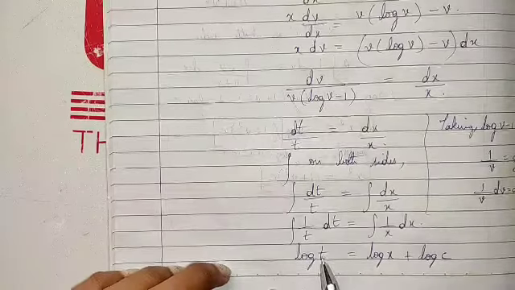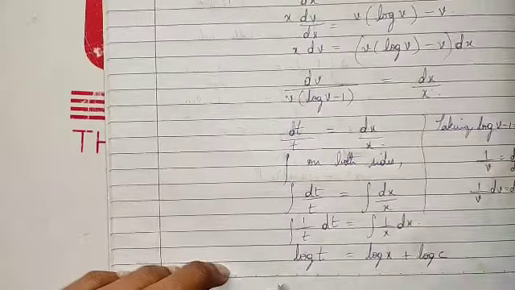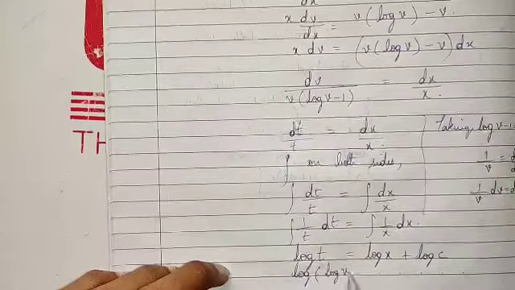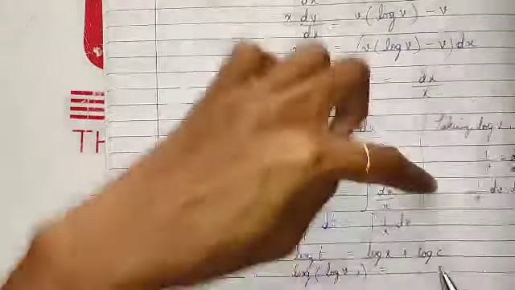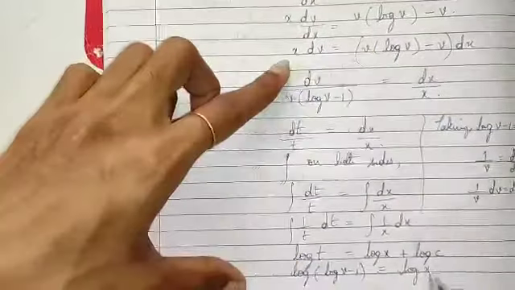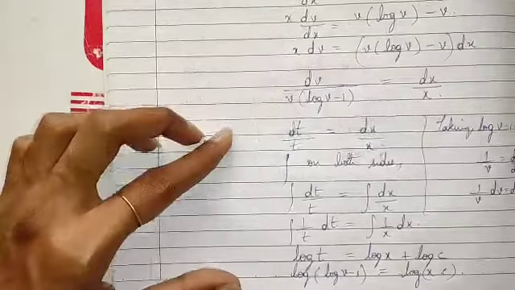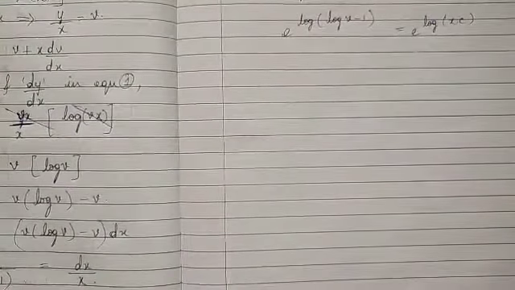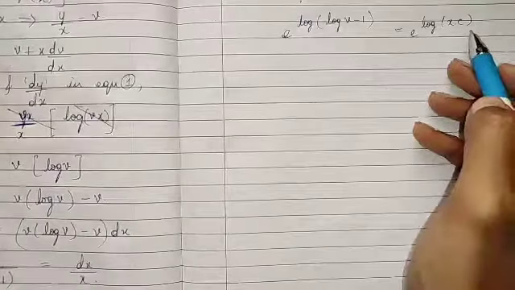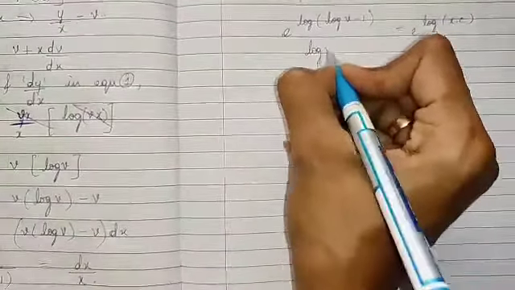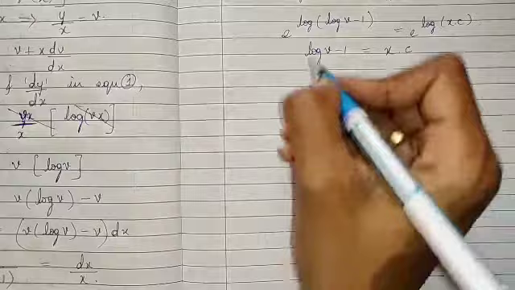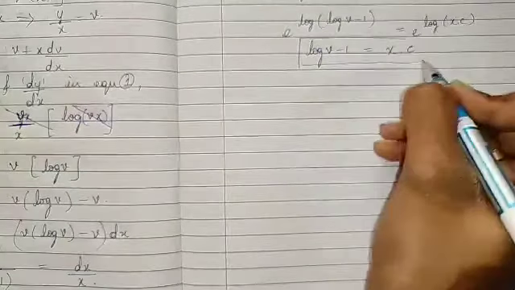So now replacing t back again. So what is t? Log v minus 1, right? So this is log of log v minus 1 is equal to, this is log m plus n, that can be written as log x into c, right? Now take e to the power of, then we will get this as the answer, right? We will have e to the power of log v minus 1 is equal to e to the power of log x into c. So this can be written as log of v minus 1 is equal to x into c, right? So this is our required differential equation.